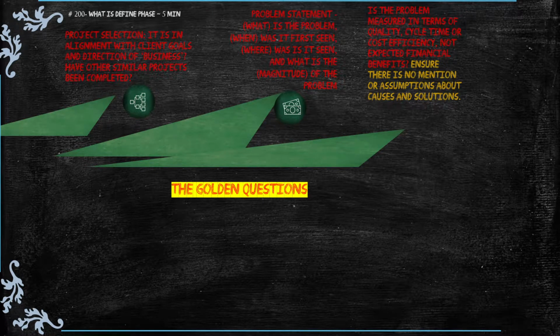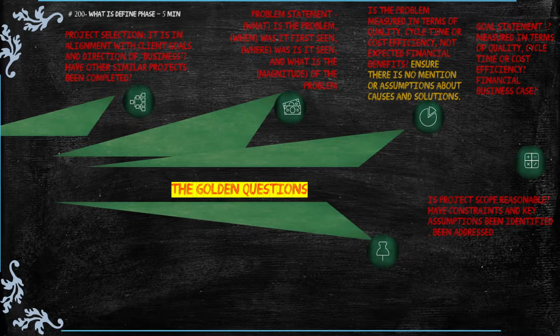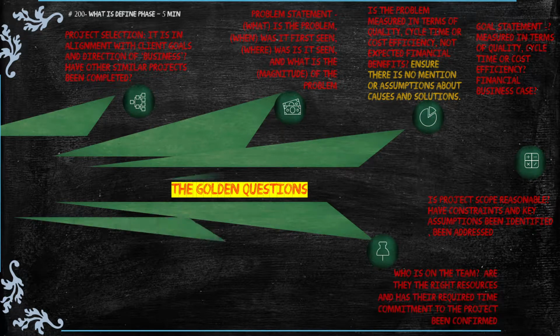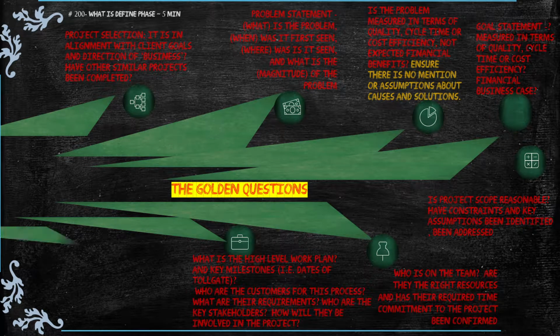The next question is on the goal statement. Is it measured in terms of quality, cycle time or cost efficiency, and is the financial business case ready? Is project scope reasonable? Have constraints and key assumptions been identified, been addressed? We will also get details of team members. We will also know, who are the customers for this process? What are their requirements? Who are the key stakeholders? How will they be involved in the project?